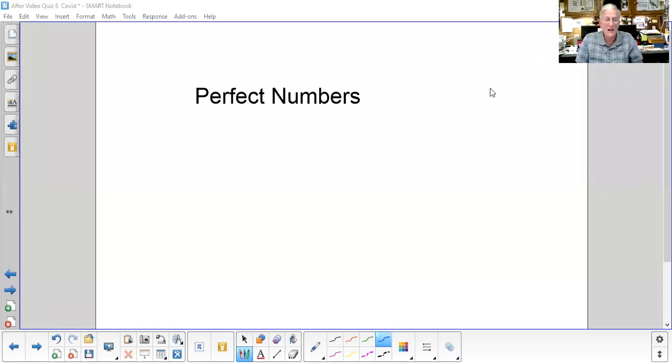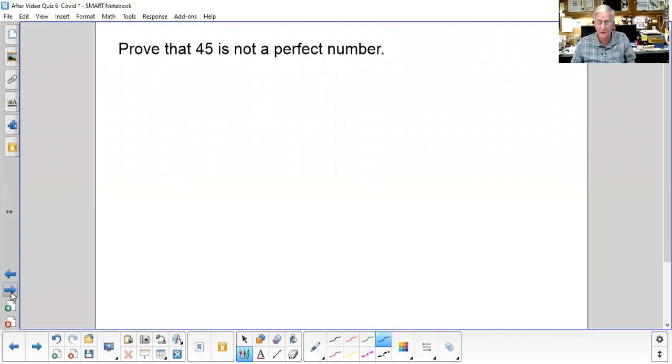So now that you had a brief introduction from Dr. Mike about what a perfect number is, let's play with it a little bit and see what we can find out. Let's prove that 45 is not a perfect number. It's pretty simple to prove that a number is not perfect.